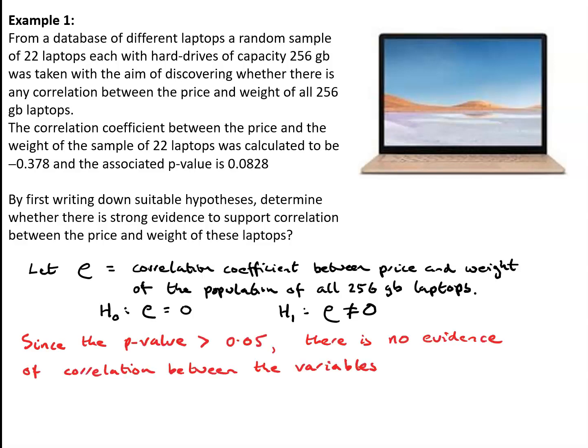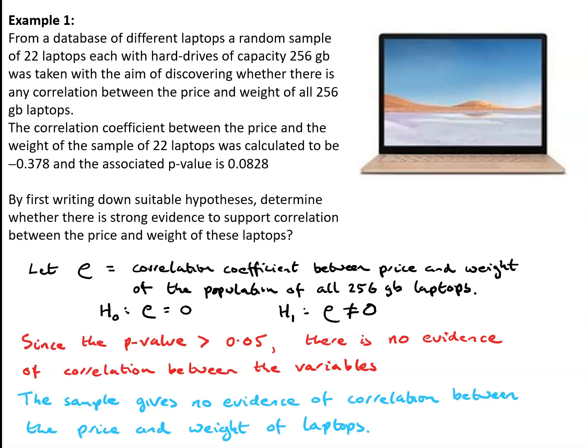Since the p-value is greater than 0.05, the data that we've been provided with gives us no evidence of correlation between the variables. There is no reason to reject the null hypothesis since the p-value is bigger than 0.05. So the sample gives us no evidence of correlation between the price and the weight of these laptops.